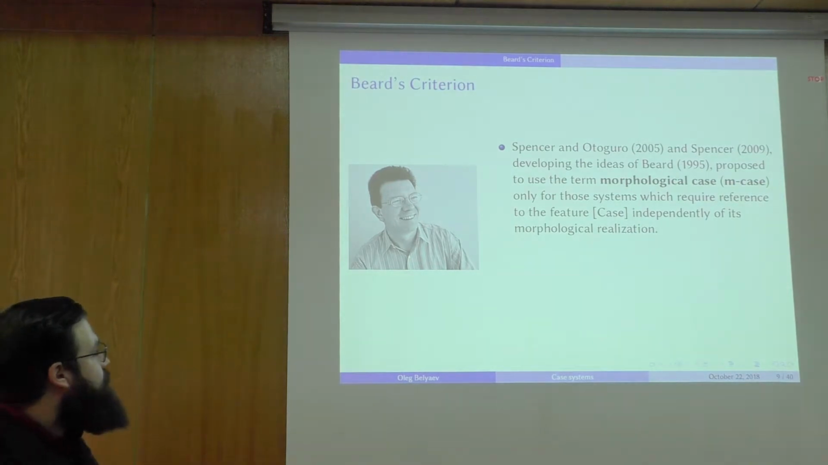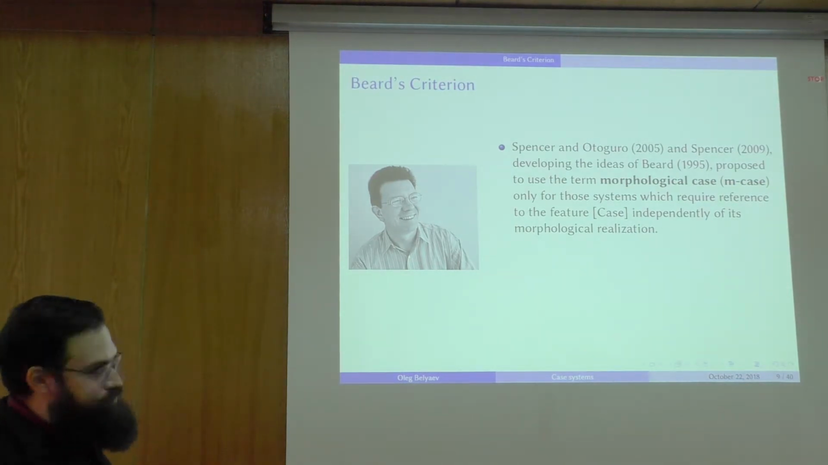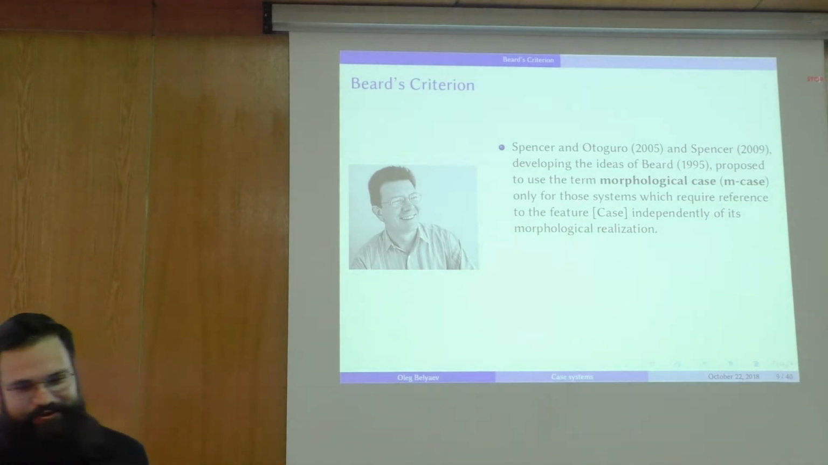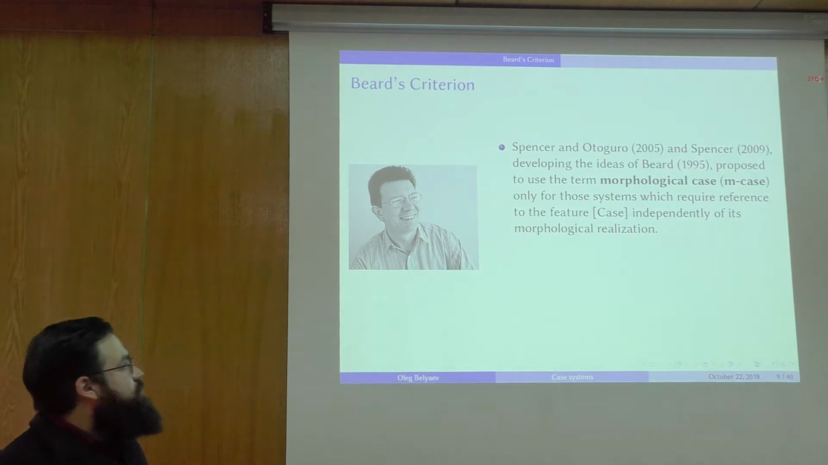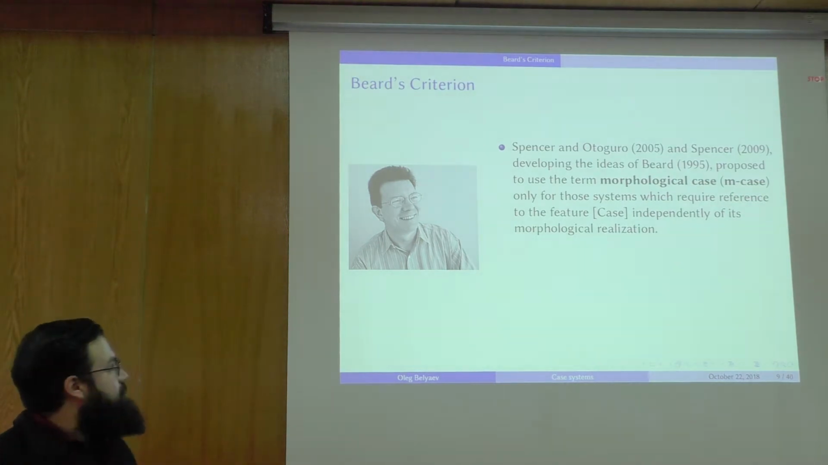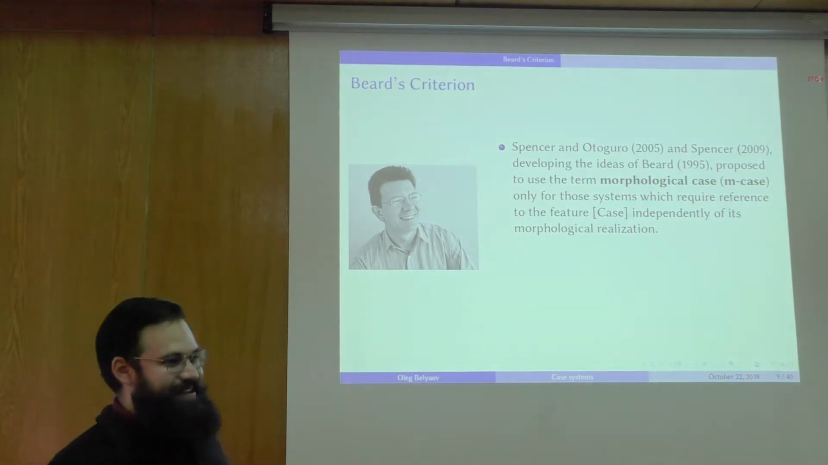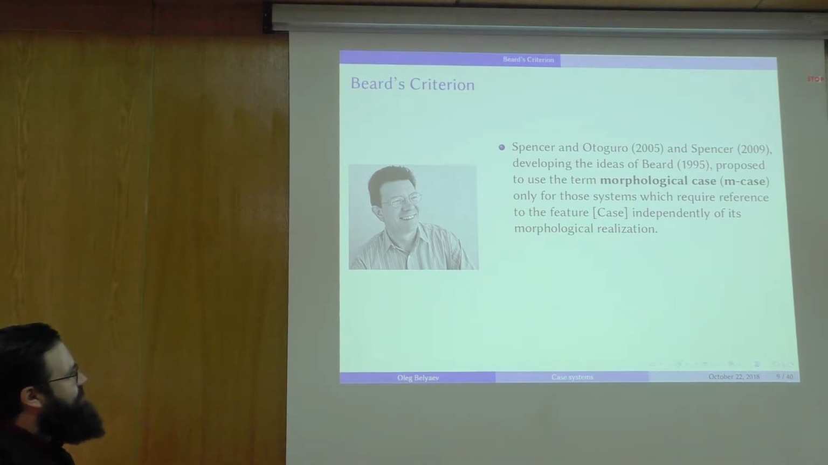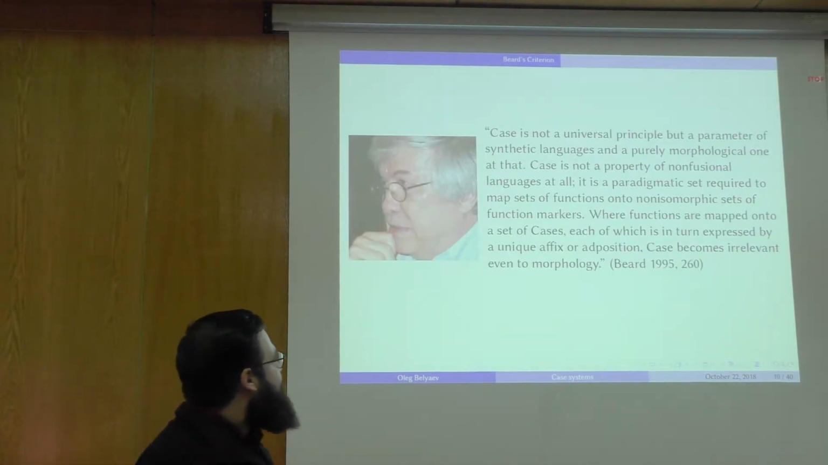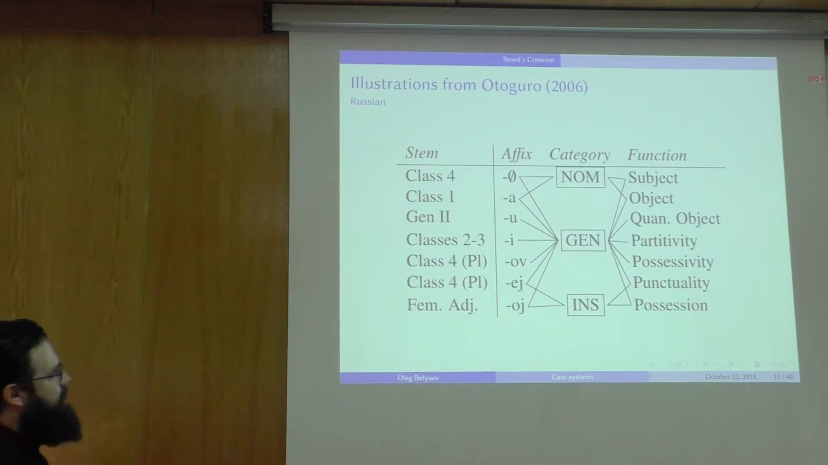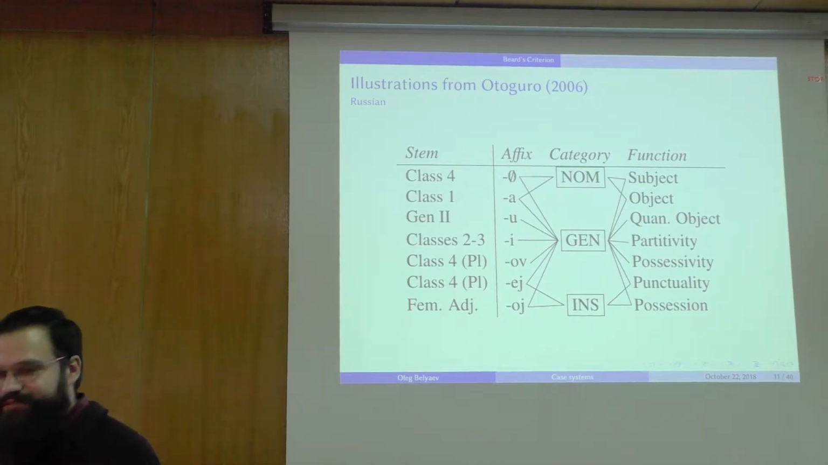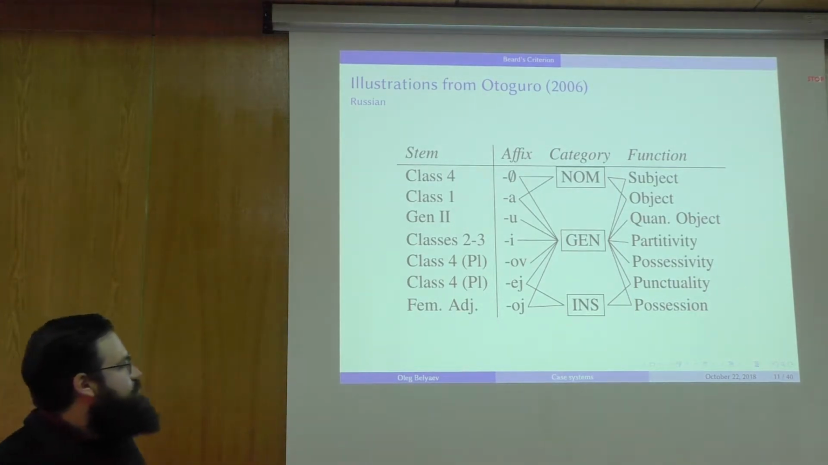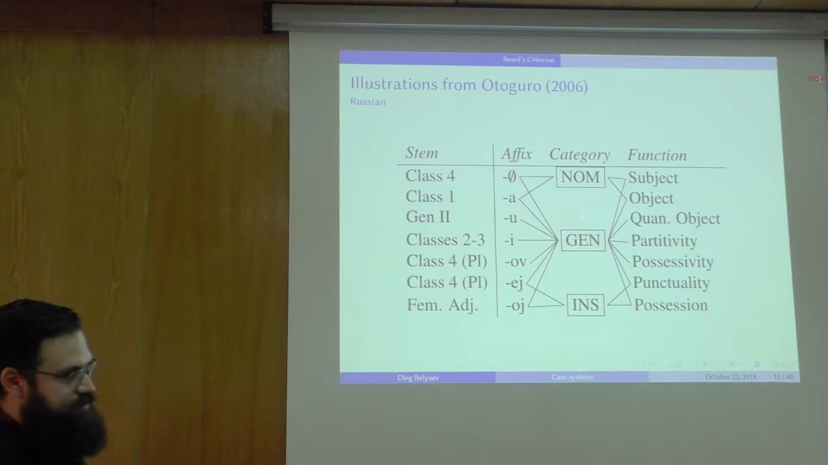And here I'm basing my work on the ideas of Andrew Spencer and Ryo Otoguro, who in turn are basing their ideas on the work of Beard, who proposed to use the term morphological case, as Spencer calls it, M-case, only for those systems which require reference to the feature case independent of its morphological realization. So here we have an example of what they propose: treating as morphological case only those systems where we have a non-trivial mapping between the affix, the exponent, and the grammatical function.